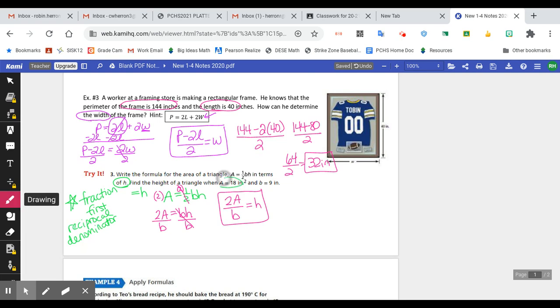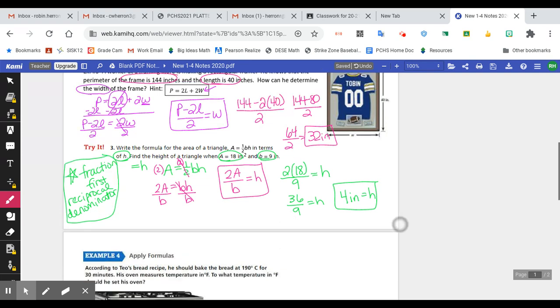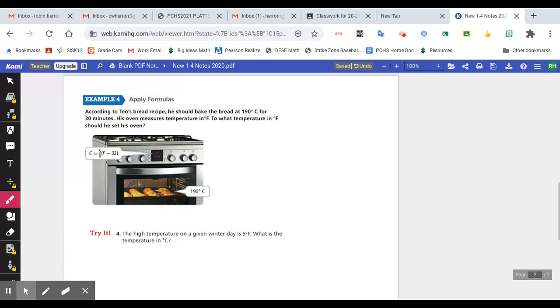Now to actually solve, I need to plug in and find out the answer. So a is 18, b is 9, so 2 times 18 divided by 9 equals h. Okay, 2 times 18 is 36 over 9 equals h, which means 4 inches is the height. Okay, so again, fractions go first, okay? Reciprocal or denominator, doesn't matter which one, depends on the fraction that you have in front of you, okay?